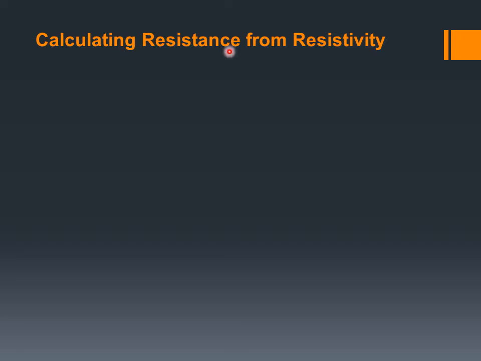How will we calculate resistance from resistivity? And what is the difference between resistance and resistivity? Here we state an important point, just note it down. I will explain it further. Resistance is a property of an object, while resistivity is a property of a material. So what is the difference between an object and a material? Let me explain it.